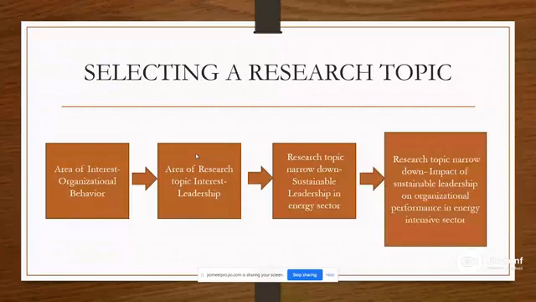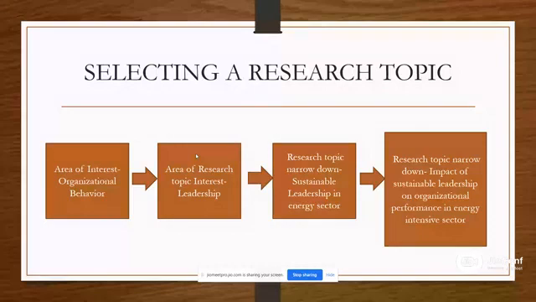So if you can see the boxes I have drawn over here. First, area of interest, area of research topic. Research topic you have narrowed down, and then you have been very specific, like impact of sustainable leadership on organizational performance in energy intensive sector. So this is a kind of a thing. मेरा एक टाइटल बनकर आ रहा है, which can obviously be modified. हम और modify कर सकते हैं, but this is how you have to go.